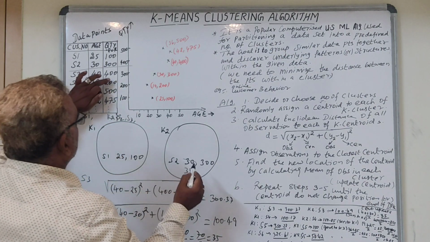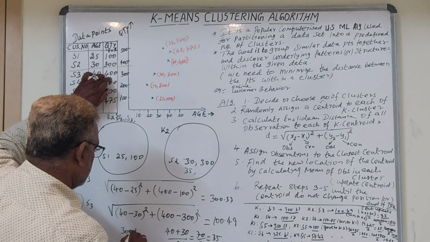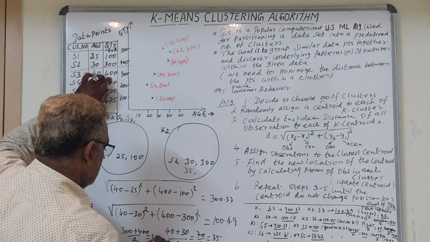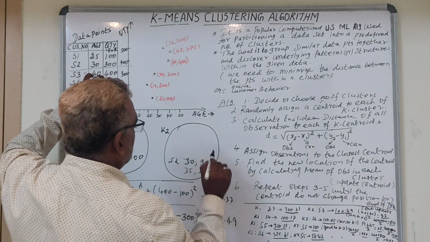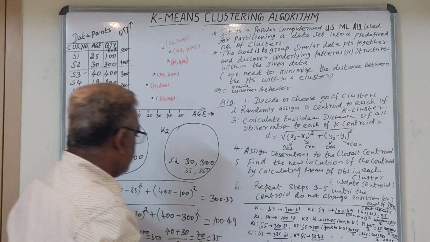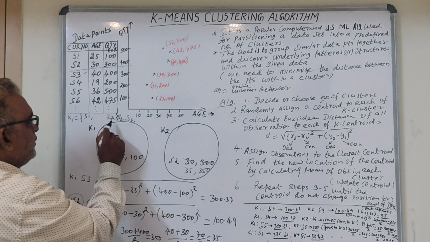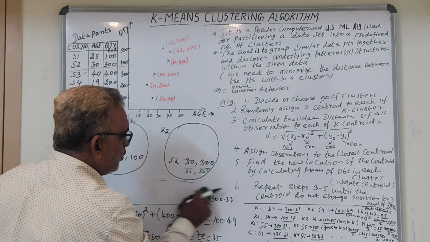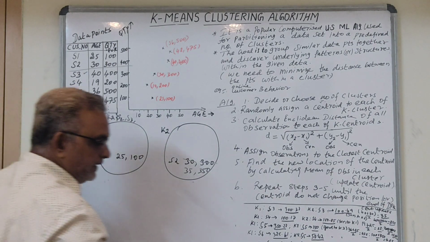And similarly, this is 300, this is 400. 300 plus 400 divided by 2 is nothing but 350. So this is the new centroid value. This is 350. Is it clear? So now we got the new centroid values. The data point S3 is very close to K2. That is what we have found out now. Now we have to proceed to the next data point.